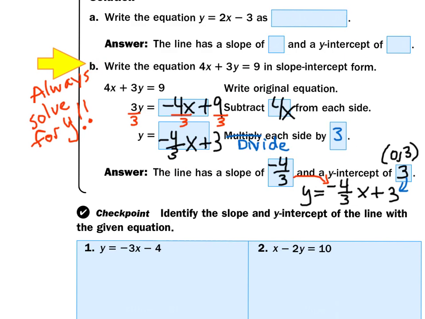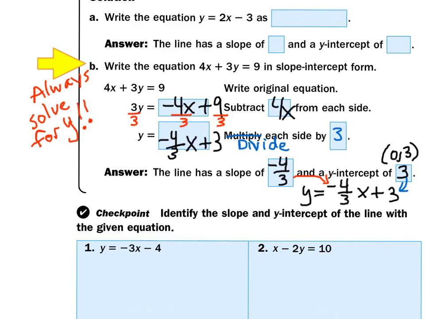Okay, now let's talk about example B. We need to write the equation 4x plus 3y equals 9 in slope-intercept form. That means we have to get the y by itself. So the first thing we do is we write the equation 4x plus 3y equals 9, but then we want to move this 4x over to the other side, and the only way to move it over is to subtract 4x from both sides of the equation. So that gives me 3y equals negative 4x plus 9.